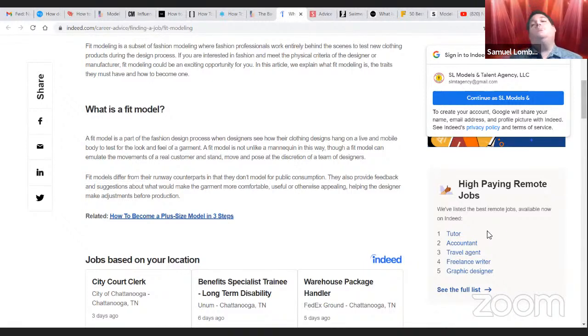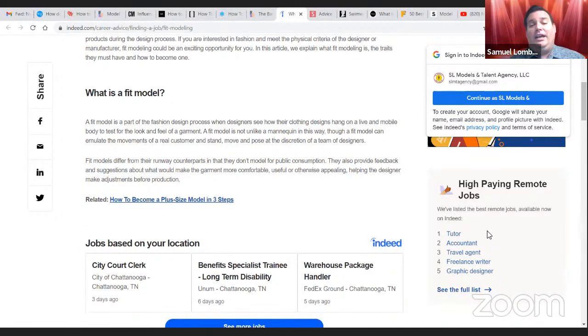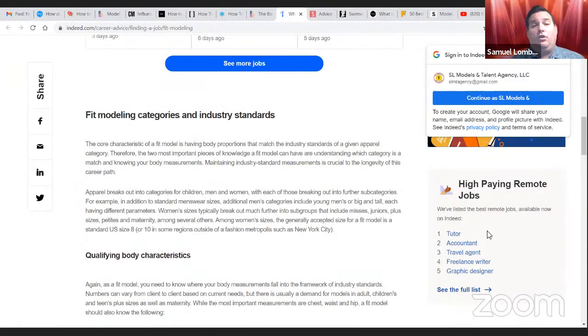Or maybe there is no more about it. Okay, so that's what you're doing as a fit model.